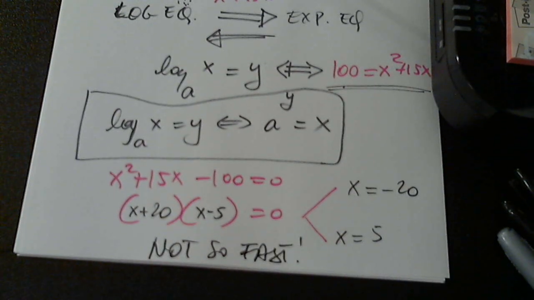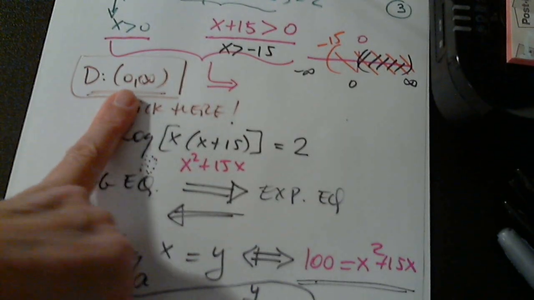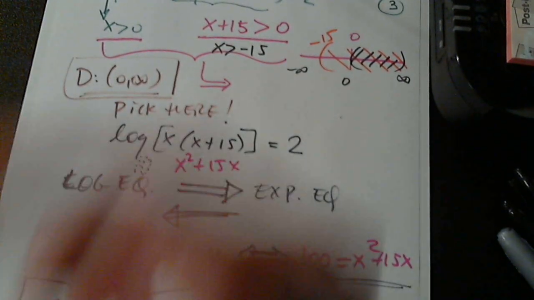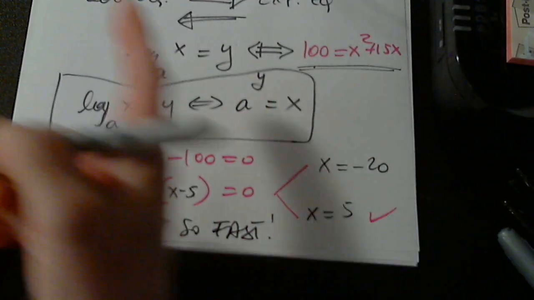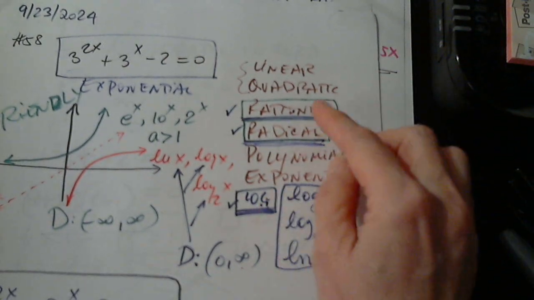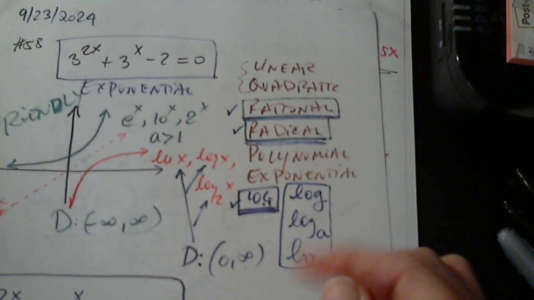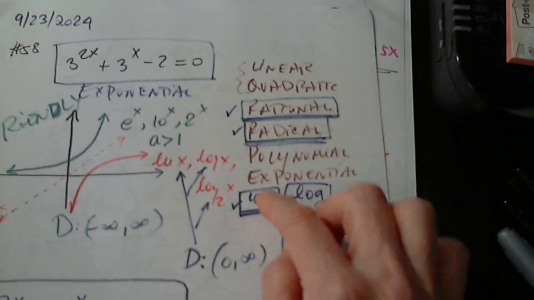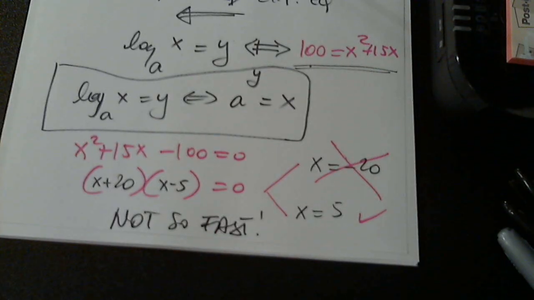What am I referring to? One of the solutions equals negative 20. That's the reason why we stated the domain from the very beginning. This one is in the domain. This one is not. So again, the bottom line, be careful with these three functions. Equations, expressions, no matter what. Be very careful.